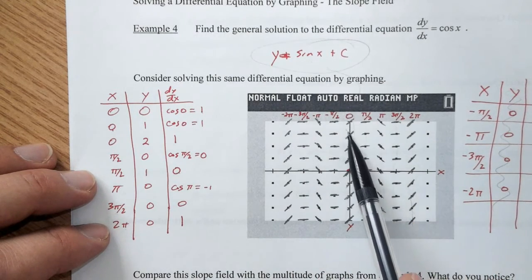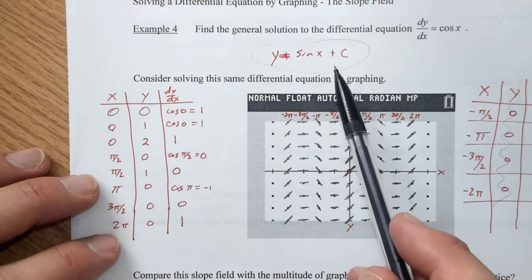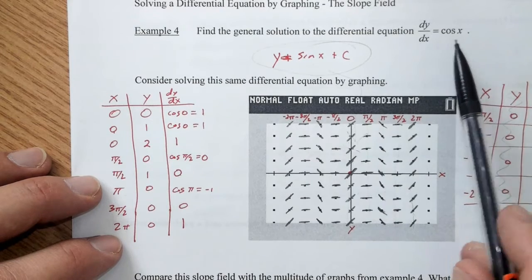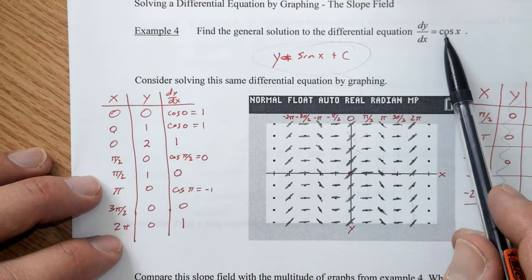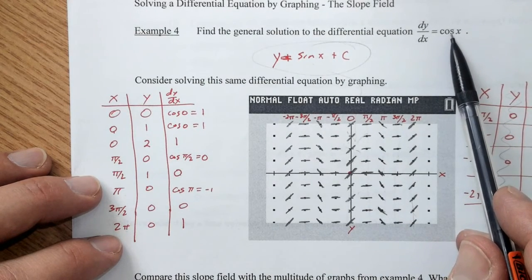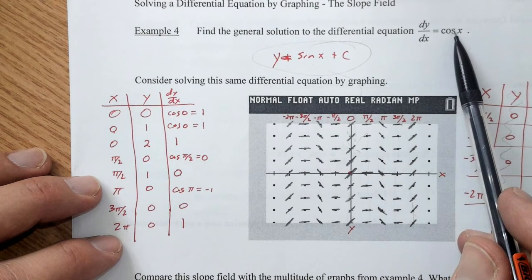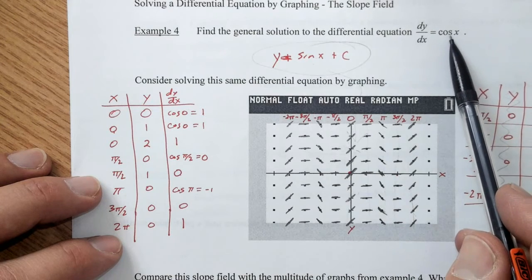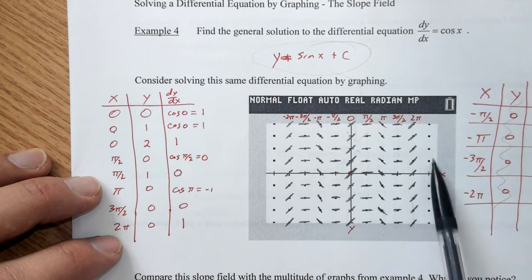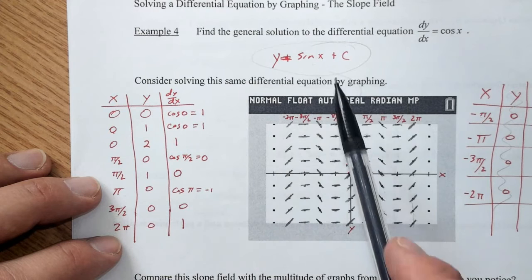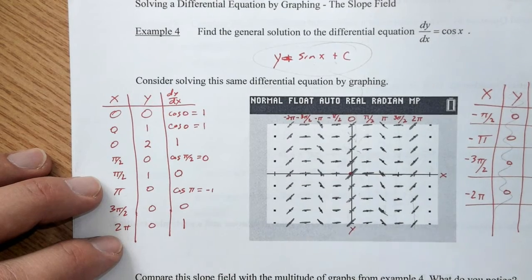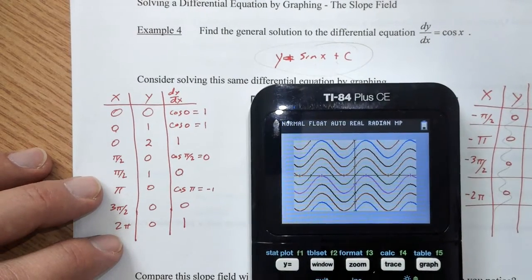This is the graph. It's segments of the graph of sine x plus c. We created this graph using the derivative. We didn't use this at all because sometimes we cannot antiderive cosine x, whatever that function happens to be. We can't antiderive it easily, but we can use this differential equation to create the slope field, and the slope field will be the same thing as the general solution.